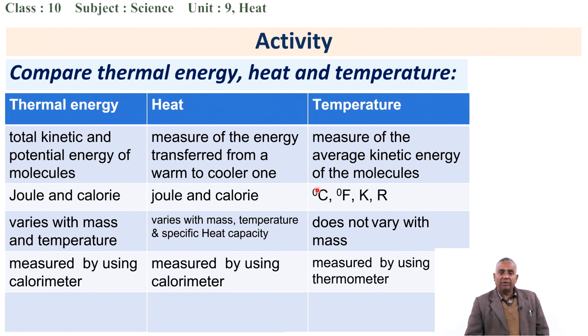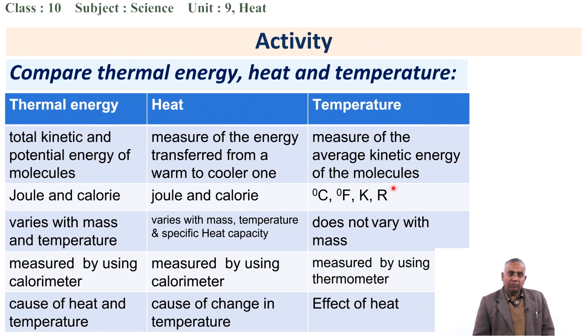Next one, heat is measured using a calorimeter, but a thermometer is used for temperature. And the last point: the cause of heat and temperature is thermal energy. Heat is the cause of temperature and temperature is the effect of heat. Okay. So this was a comparative study of these three major things. After that, we are going to do some practical activities.